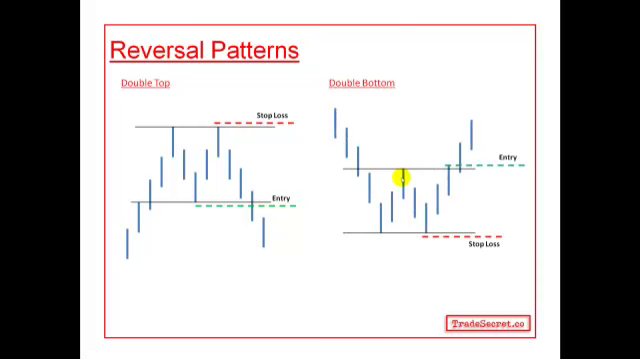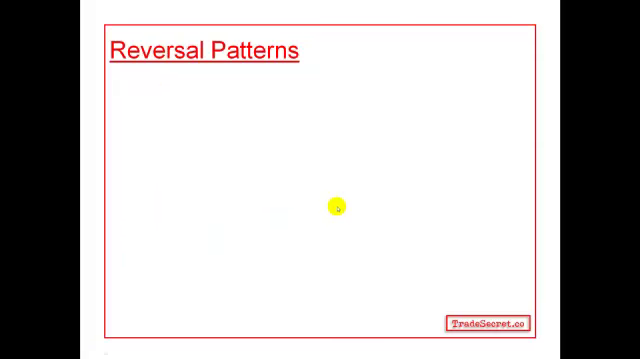Its brother is obviously the double bottom. So we're in a downtrend, we come down, we test a support level again, so two attempts, and then on the break of the neckline we go long. Entry obviously on the break of that neckline, stop loss back beneath the double bottom. Now there are also triple bottoms and triple tops, but I'm not going to go into that. Really the double top and double bottom is the most frequent or most well-known pattern.